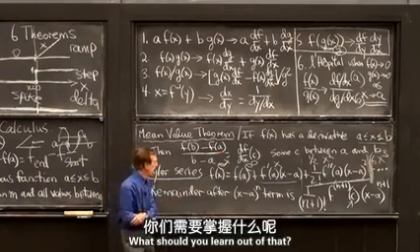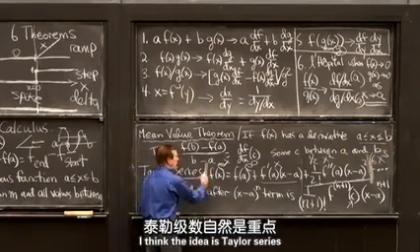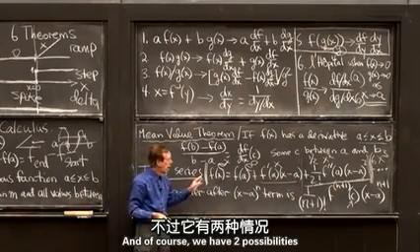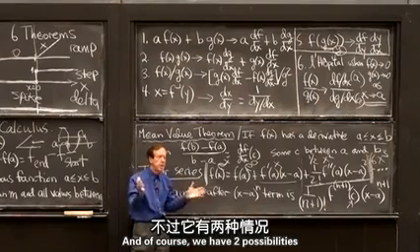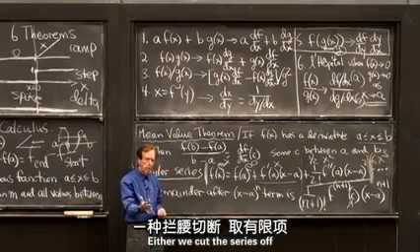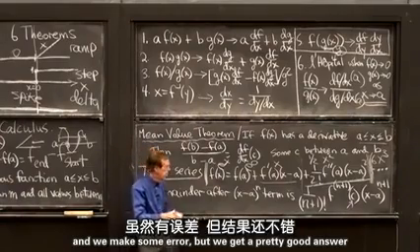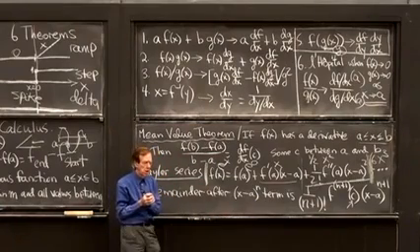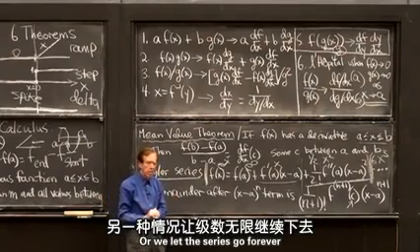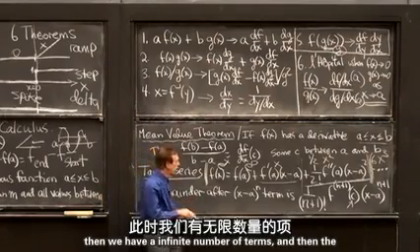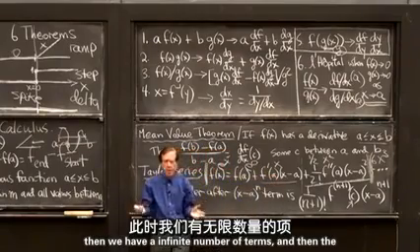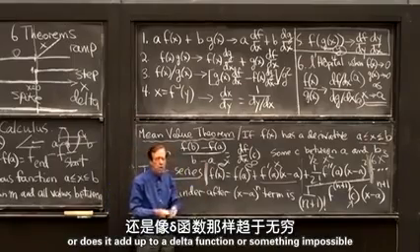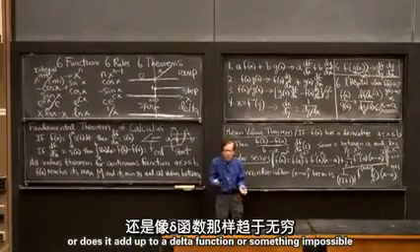What should you learn out of that? I think the idea is Taylor series. And of course, we have two possibilities. Either we cut the series off and we make some error, but we get a pretty good answer, or we let the series go forever, and then comes the question, we have an infinite number of terms, and then the question is, does that series add up to a finite thing like e to the x? Or does it add up to a delta function or something impossible?